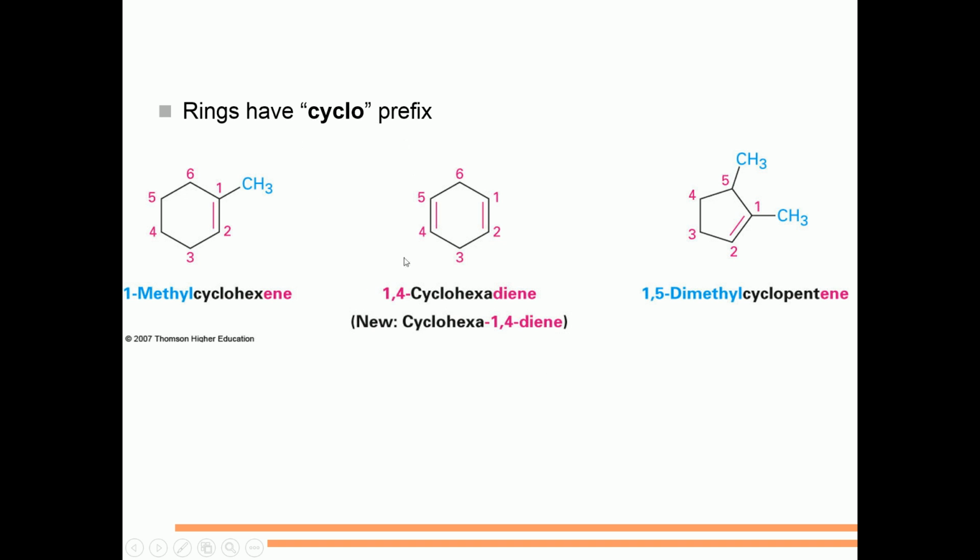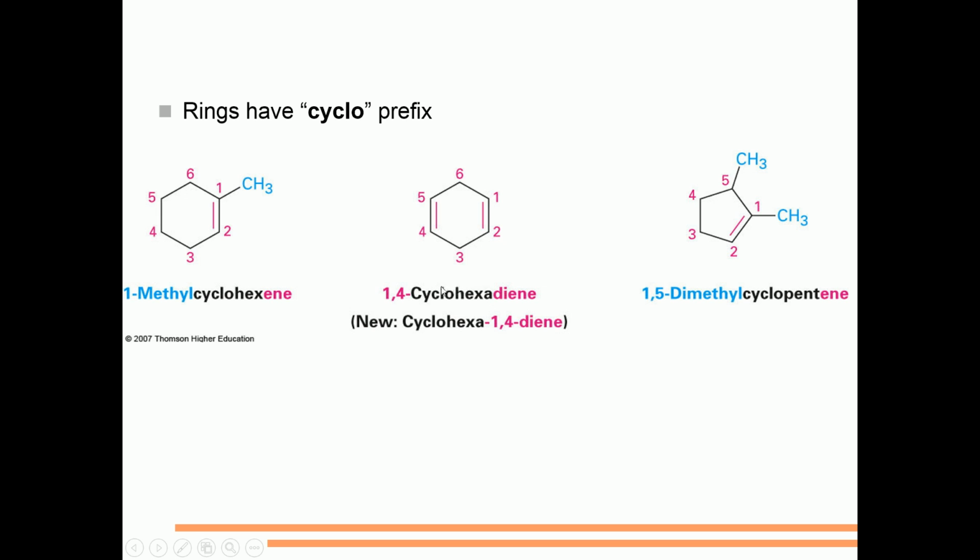When you have cyclic compounds or ring compounds, you can still name them with an "-ene." Again, the numbering has to be in such a way that the double bond gets the lowest number. Also, keeping in mind that the substituent should also get the lowest number. So 1, 2, 3, 4, 5, 6. At the first position, you have an "-ene," so it's 1-methylcyclohexene.